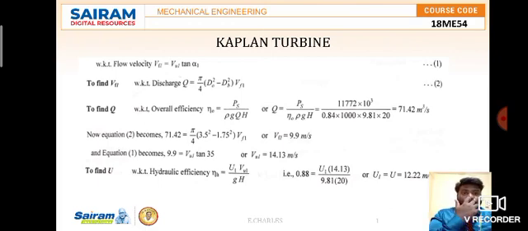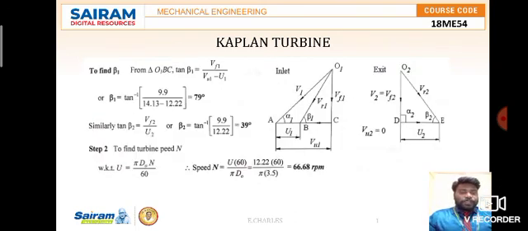And then for U1, we used the hydraulic efficiency, U1 into Vw1 divided by g into H. With this U1 we also found out, and then we decided this is the inlet triangle and that is the exit triangle. Using tan beta 1 we found the beta 1 angle, and using tan beta 2 we found the beta 2 angle. And for speed, U is equal to pi d n by 60, with which the speed n also we found out. This is how we solve the numerical on Kaplan turbine.